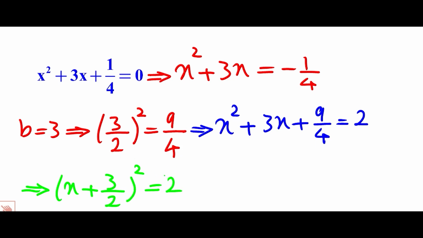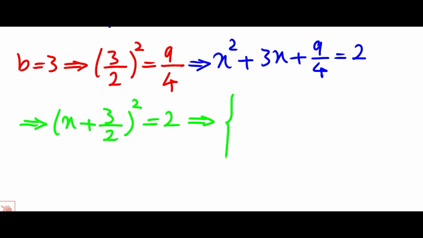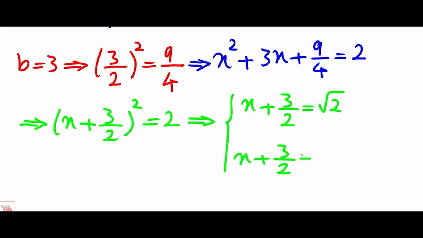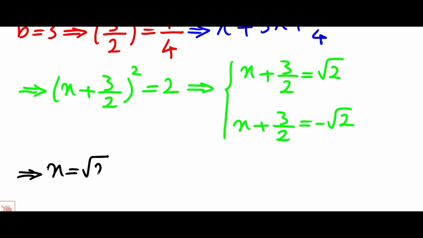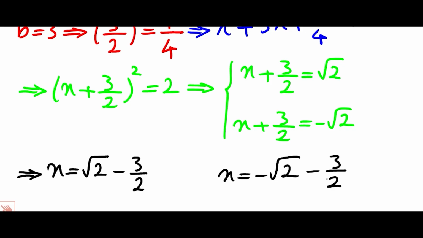Now take the square root of both sides. We have x plus 3 over 2 equals the square root of 2, or x plus 3 over 2 equals negative the square root of 2, right? So the final answer is x equals the square root of 2 minus 3 over 2, or x equals negative the square root of 2 minus 3 over 2.